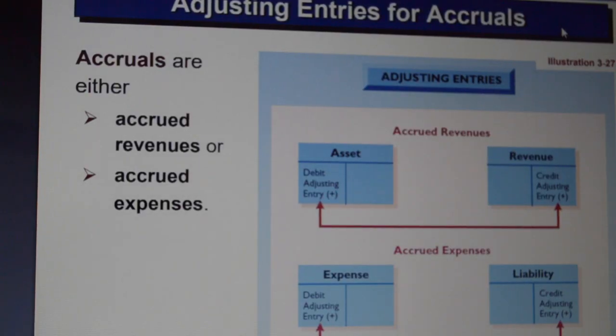Adjusting entries for accruals. Accruals are either accrued revenues or accrued expenses. What does the word accrued mean? Accrued means outstanding. Outstanding revenues means that the company has earned the revenue but hasn't invoiced the customer. Accrued expenses means that the company has used, for example, a utility but hasn't paid for it.